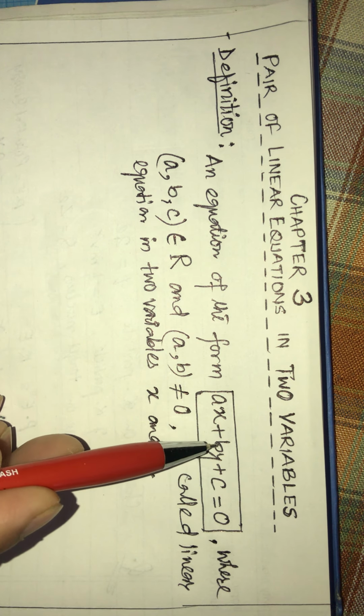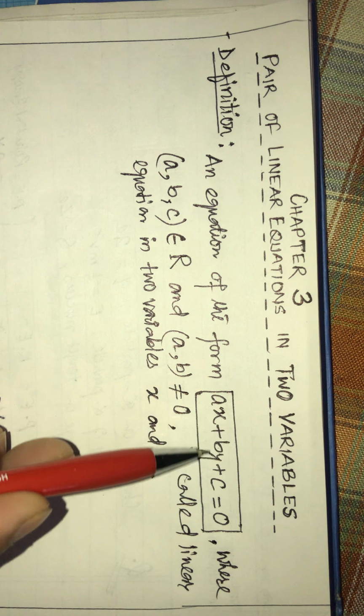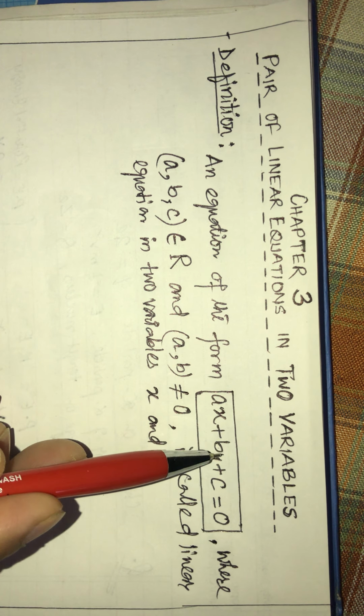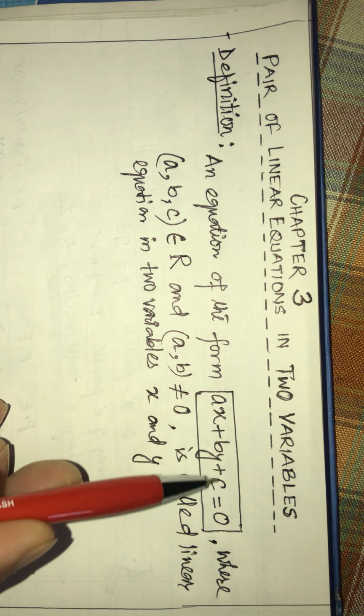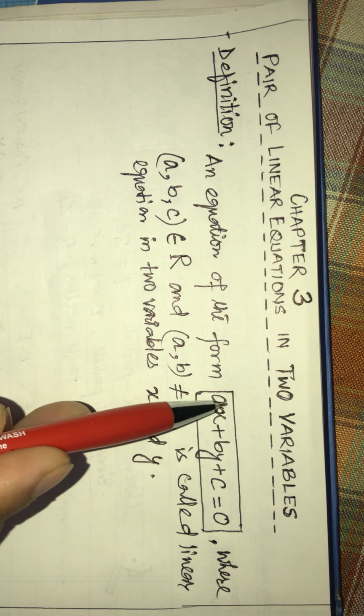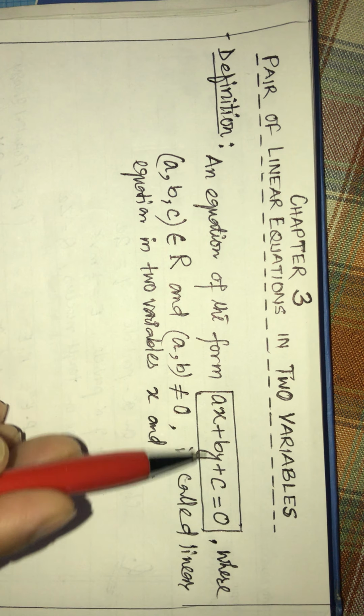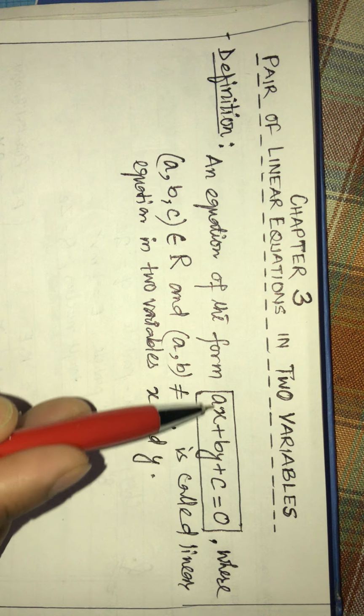Similarly, if b is 0, then this whole term containing y will vanish, will disappear. So in that case we'll be left with ax plus c equal to 0. In that case also we'll be left with one variable, and that cannot be called two variables. So that's why a and b should not be 0. In any case this should not be 0.